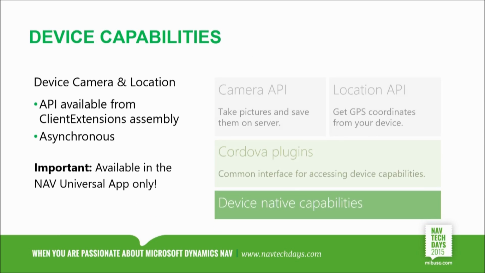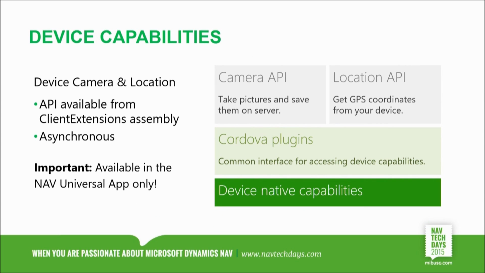And now the last thing we want to talk about is the device capabilities. So we said before that the NAV Universal App can support the use of camera and location. So this feature is only available for the Universal App. The API for accessing the camera and location is CAL API. It is available in the client extensions assembly. And the API follows the event-based asynchronous pattern.